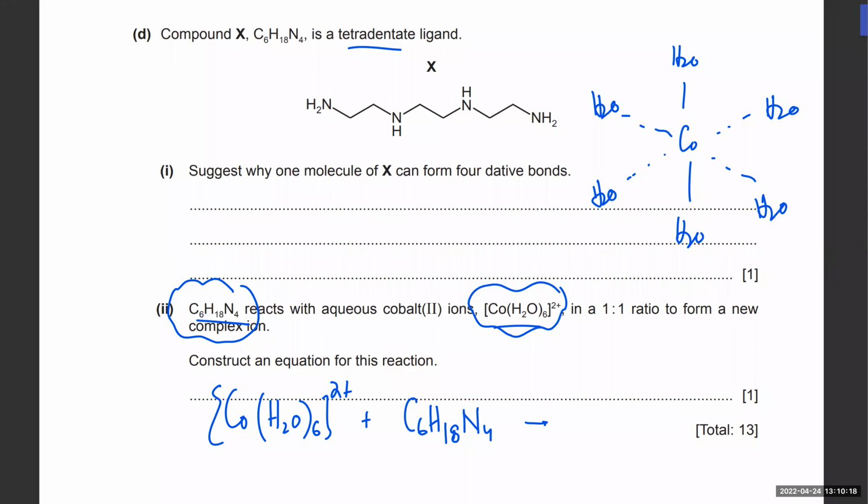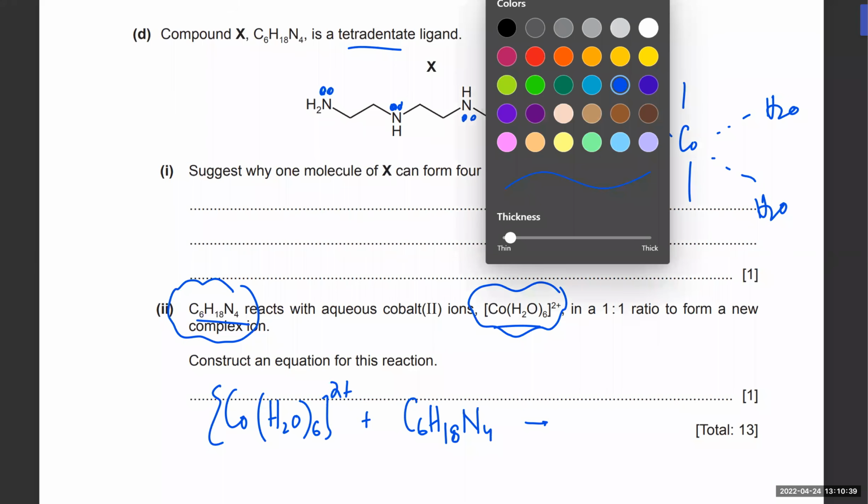Now, if this tetradentate ligand comes in, remember the ligand, why is it tetradentate? Because it's a big molecule and it's got 4 lone pairs at 4 different positions. So 4 of the water molecules, because it's a tetradentate ligand, are going to get knocked out.